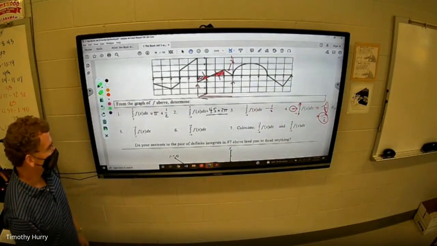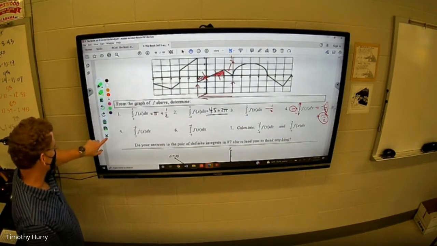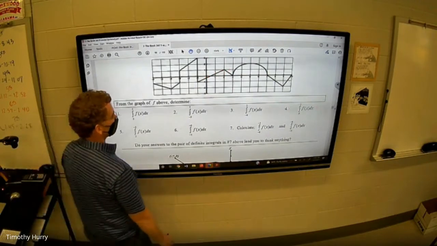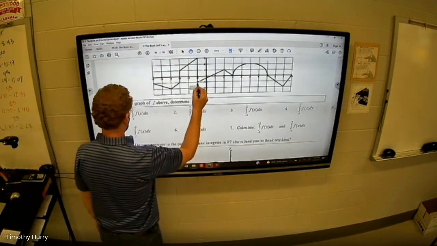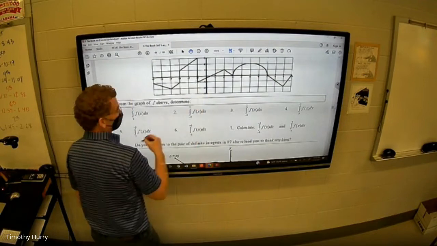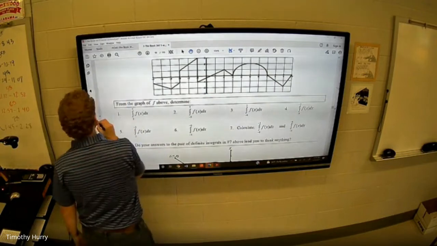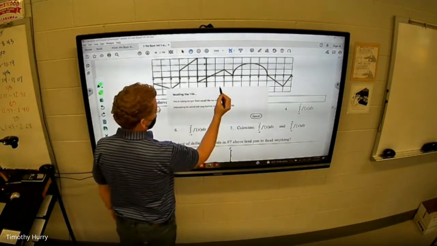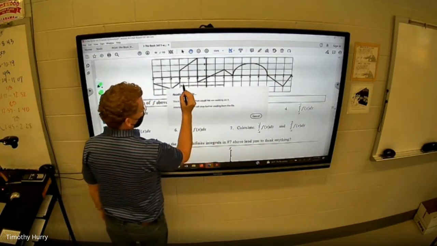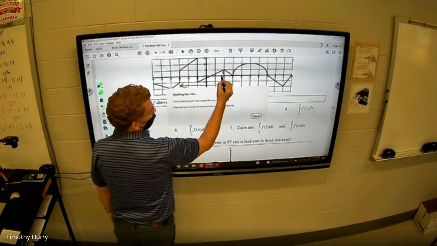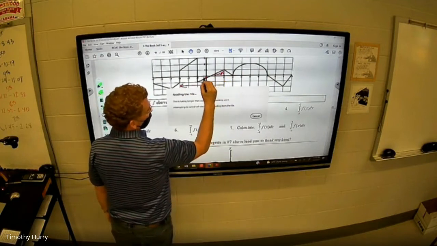All right? I'll do one more. Look at 6. From -1 to, actually, I'm going to do 5. From 2 to -3. So from 2 to -3 here is going from right there to there. So I want all of this area.